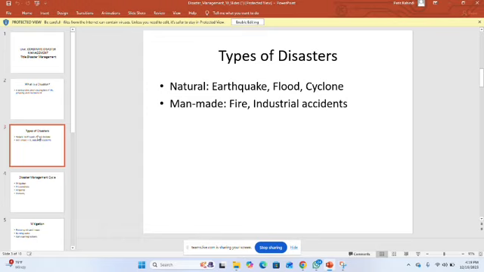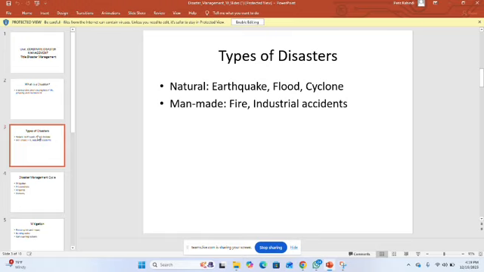And then we have the types of disasters. Disasters are classified into two: natural and man-made disasters. What do I mean when I say natural disasters? Class, what do you understand by the term natural disasters?